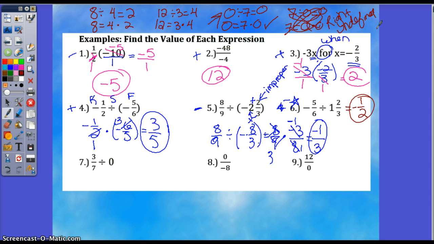So a couple rules with 0. Let's write them down. If it's on the numerator of a fraction or on the left, it's 0. When it's in the denominator or on the right, it's undefined.